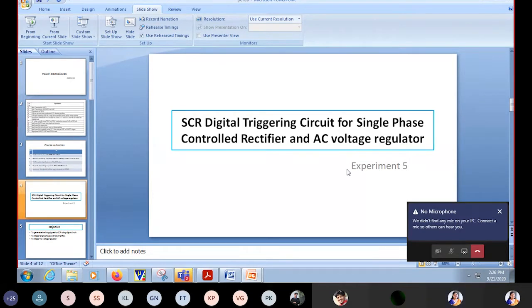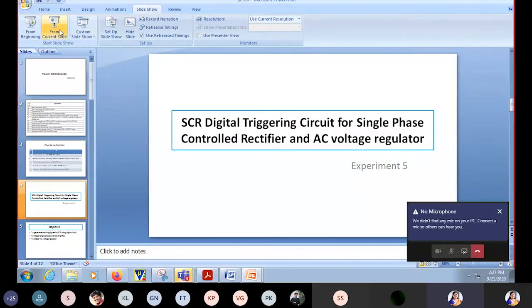Shivraju, what is AC voltage regulator? Yes, ma'am. Which can vary the AC voltage, which can vary AC voltage from one level to another level. Yeah, AC voltage regulator can vary the RMS value of the AC voltage, which will be fixed at the input side. At the output side, the AC RMS voltage can be varied.